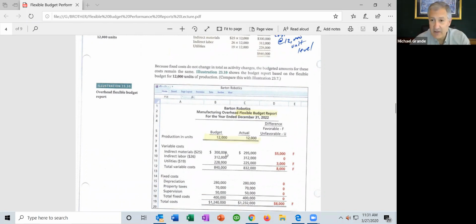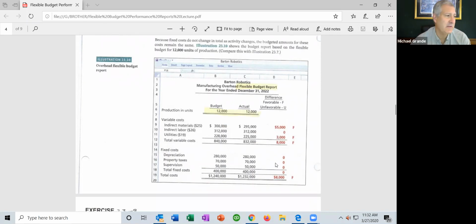Should have been 300,000. They actually spent 295,000, $5,000 favorable variance. They should have spent 300. They only spent 295. It's a savings. Indirect labor, they should have spent 312,000. They actually spent 312,000. No variance whatsoever. And then utilities, they should have spent $228,000 at the 12,000 unit level. They actually spent $225,000. Again, a favorable variance. They spent less than they should have spent.